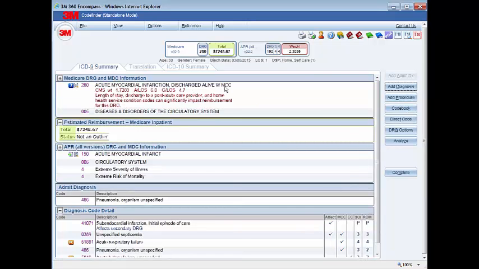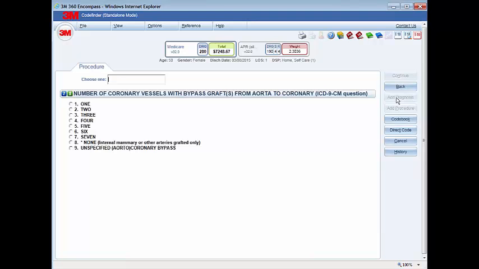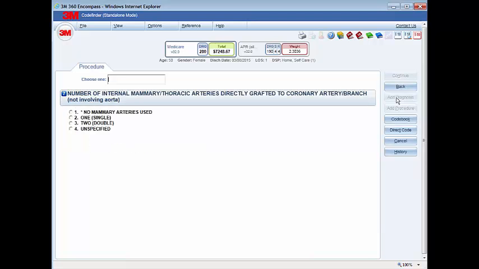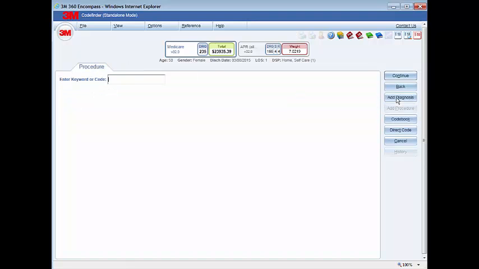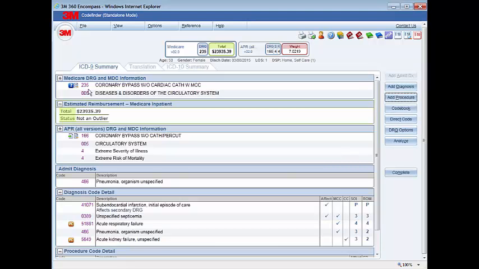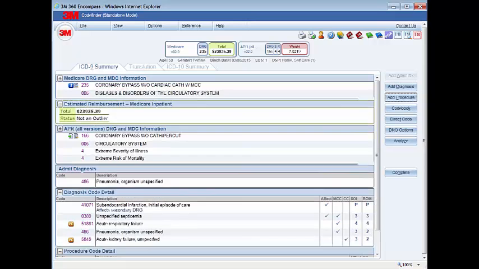They're discharged alive. Well, let's say during the visit they ended up having a CABG, a coronary artery bypass. So there's my bypass. You can see now my DRG changed once again because now it's taking into account the procedure that the patient had done, which is the coronary artery bypass.